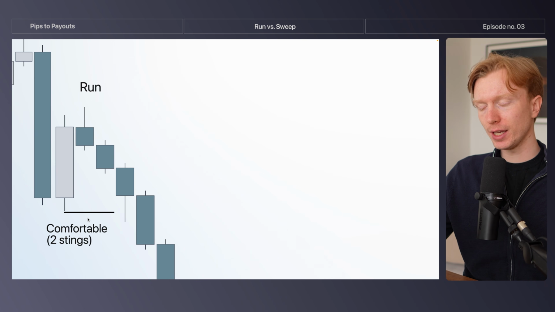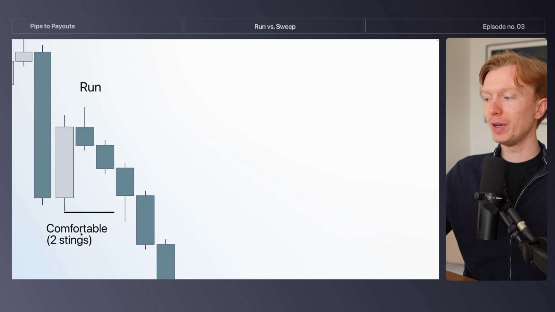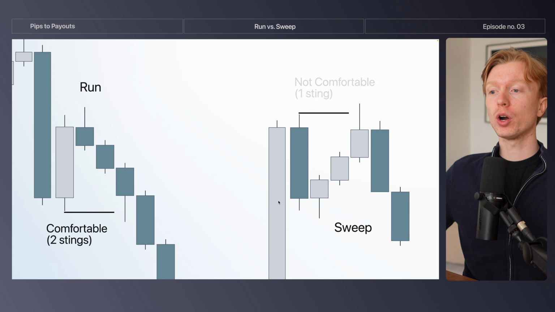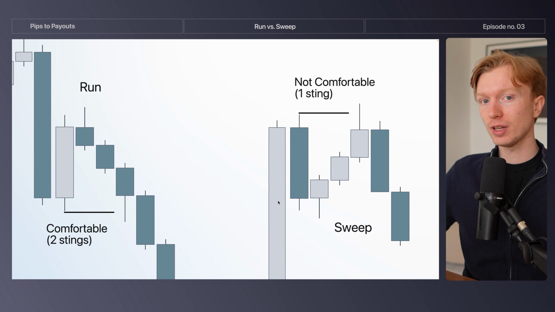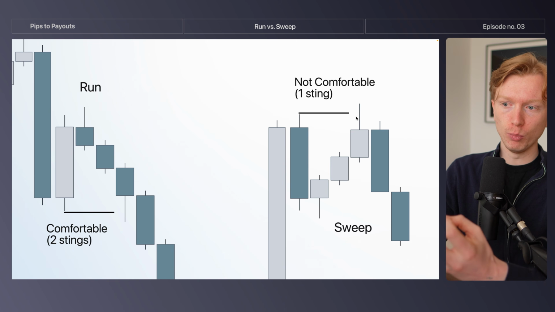Essentially, what you can also say is that we have two stings right there. So we sting below it the first time and then the second time as well. It makes us comfortable below the low. And on the opposite right here, when we have a sweep, we are not comfortable. So what tends to happen is that we have one sting, or at least it's an aggressive move towards the opposite side. Of course, this is all fun, but what does that actually look like in a chart?